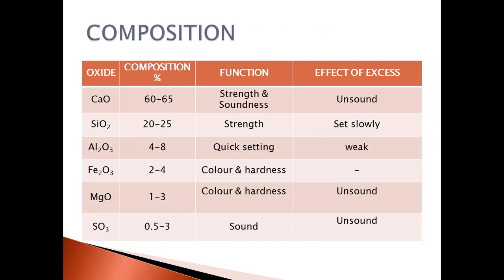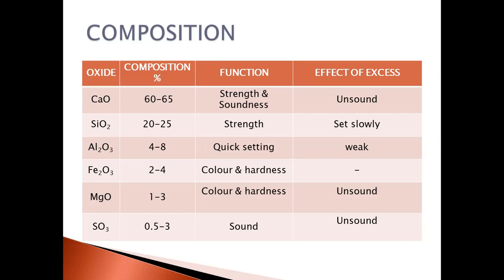Strength, we know, gives good compressive strength. Soundness means the material doesn't expand; that is known as good soundness. If it expands, we call it unsound. Next is silica. It should be 20 to 25%. It imparts strength. If it is in excess, it delays the setting time of the cement.